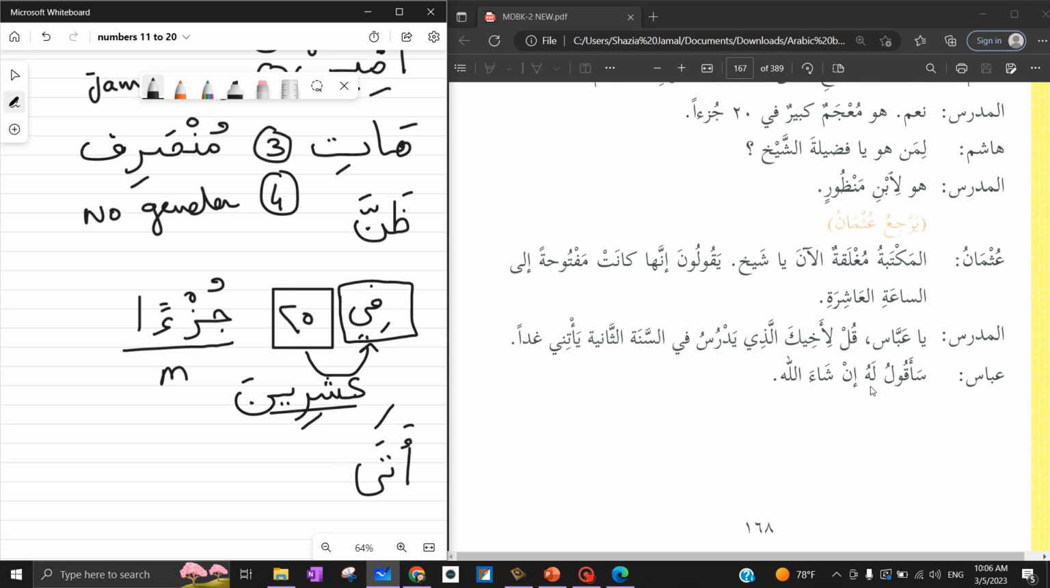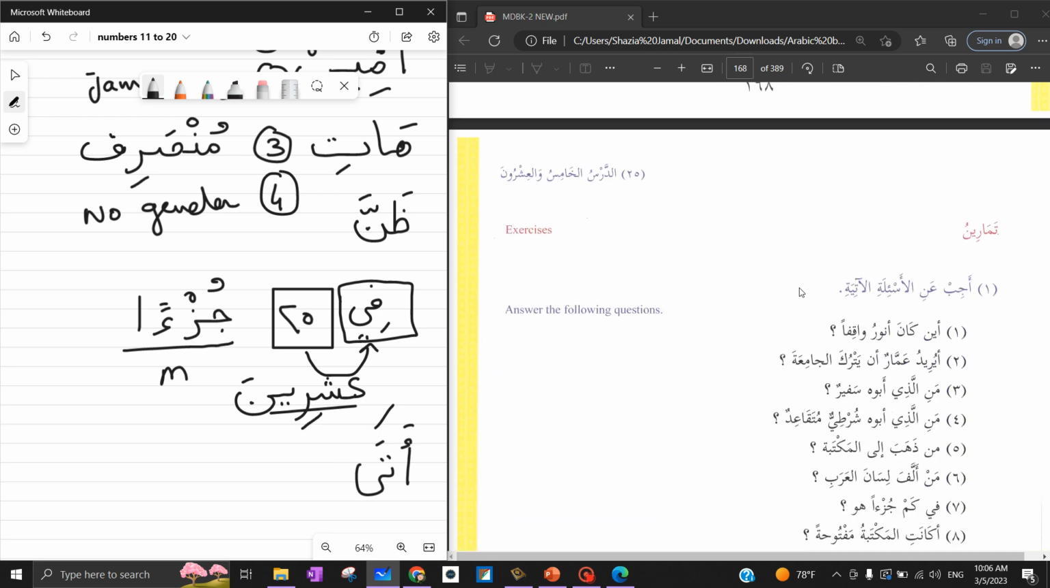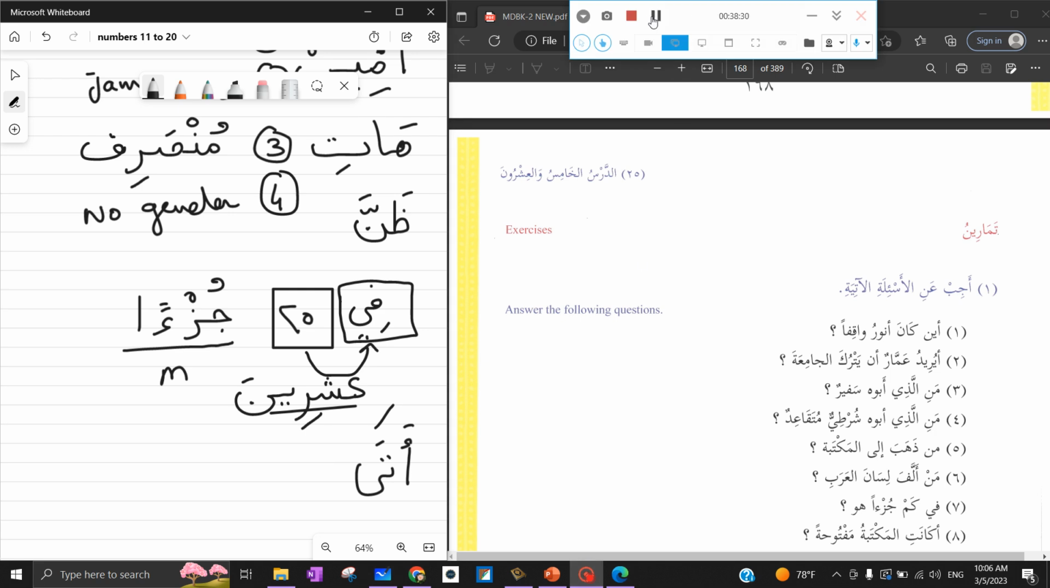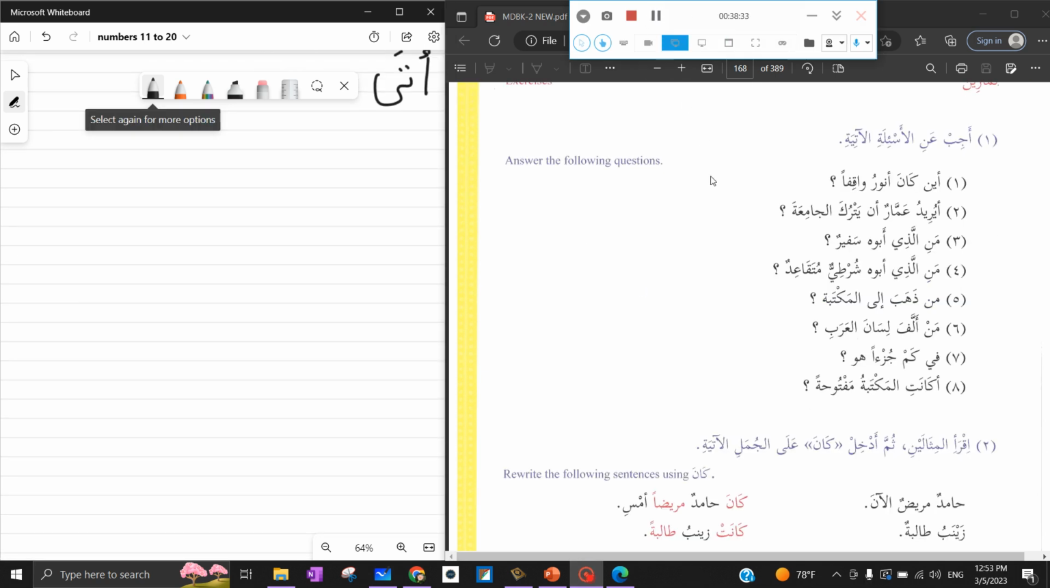Insha'Allah. Now we come to the exercise of lesson 24. So let's see the first question in the first exercise. Aina kana Anwaru waqifan? Aina is a questioning tool: where? Kana means was. Anwaru waqifan, where was he standing? Kana Anwaru waqifan kharij al-fasli. So you will make your answer from here. Kana Anwaru waqifan kharij al-fasli.